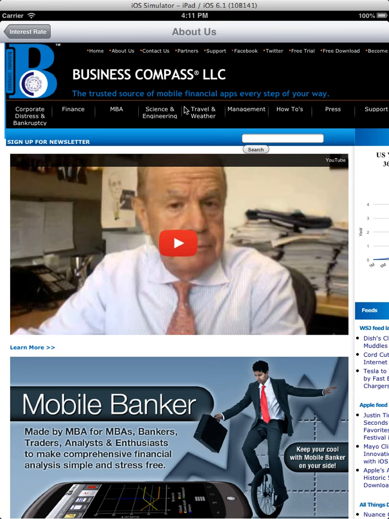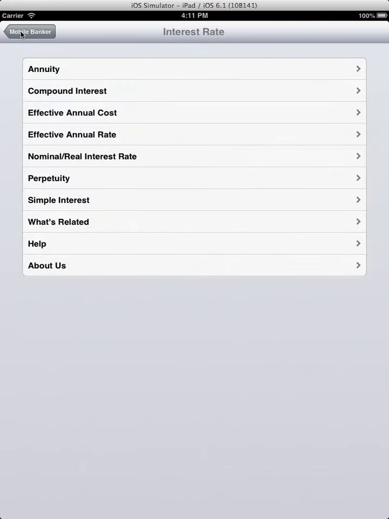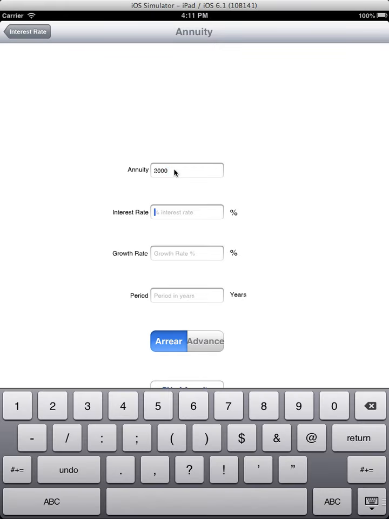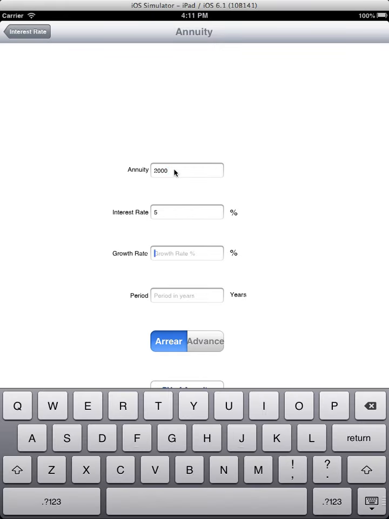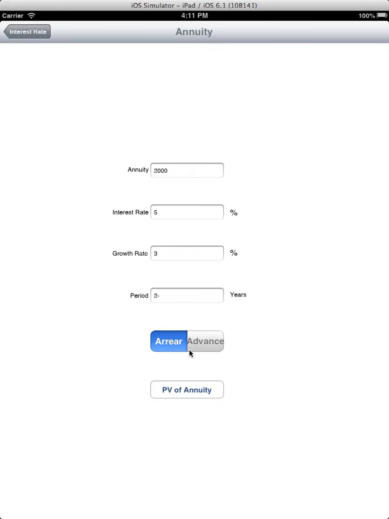This application calculates a number of interest rate related calculations: annuity, compound interest, effective annual cost, effective annual rate, nominal and real interest rate, perpetuity, and simple interest. Annuity. Say annuity paid is this 5%, growth is 3% for 20 years. Here is the annuity paid in arrear, and here if the annuity is paid in advance.